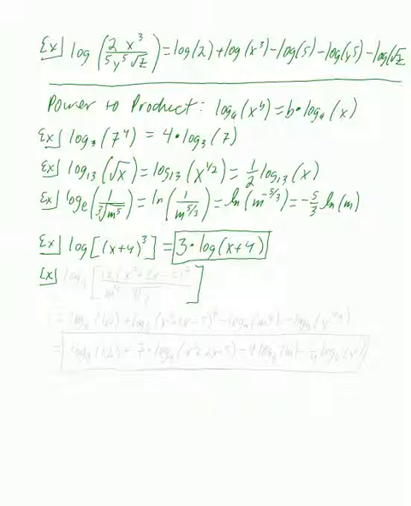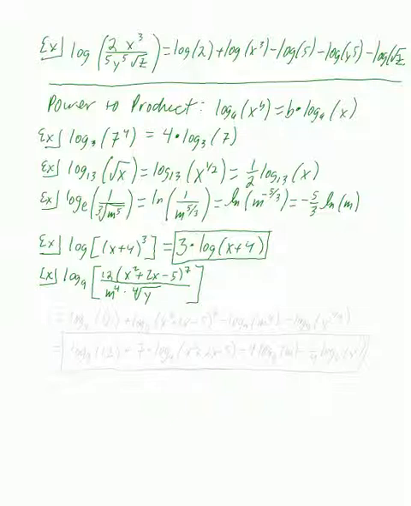All right, we're going to do one last big crazy example. So here we go. Log base 9 of 12 times, in parentheses, x squared plus 2x minus 5, all raised to the 7th power, divided by m to the 4th power times the 4th root of y.